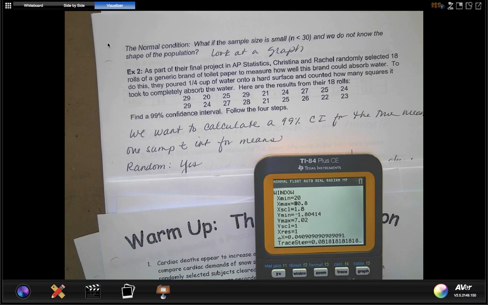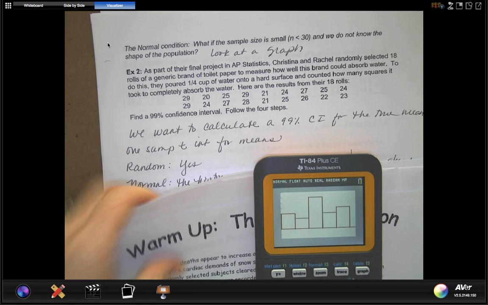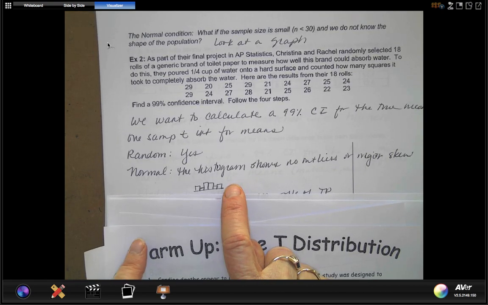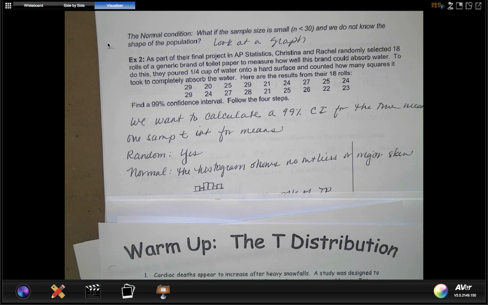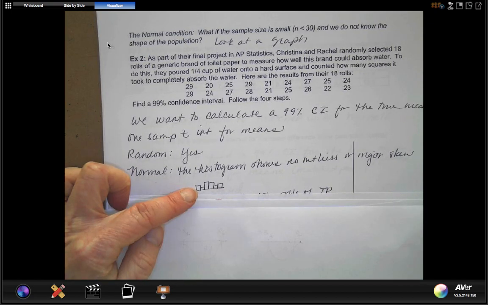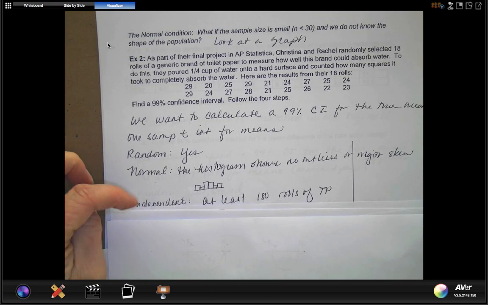So if I go back here and I use the histogram. If you want to use the box plot, that's fine. So I just put a little sketch there. Give me the sketch. I'll take off if you don't. And the histogram shows no outliers or major skew. So then sketch, comment. They took a sample here, so I'm going to check my 10%.